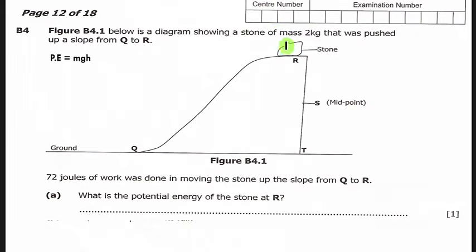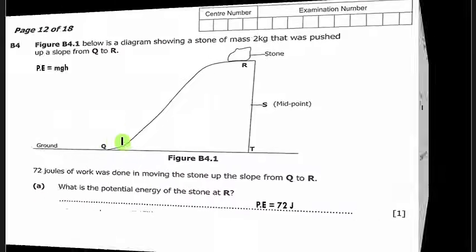So this one now has potential energy, and the potential energy it has is equal to the work done in pushing it there. And the work done is 72 joules. So meaning the potential energy will be 72 joules. Then let's go to another question.